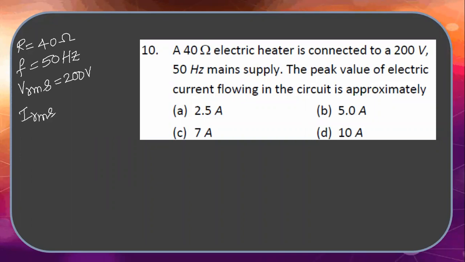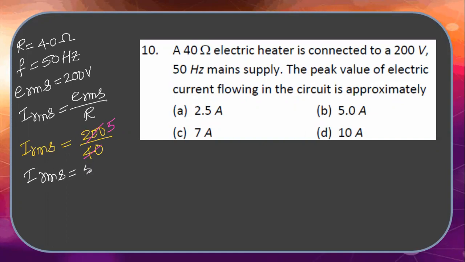IRMS is equal to VRMS divided by resistance R. Instead of VRMS, I am writing ERMS, both are the same. RMS value of current, IRMS is equal to ERMS divided by R, which is 200 divided by 40. 5 times 40 is 200, so it cancels 5 times. IRMS is equal to 5 amperes.